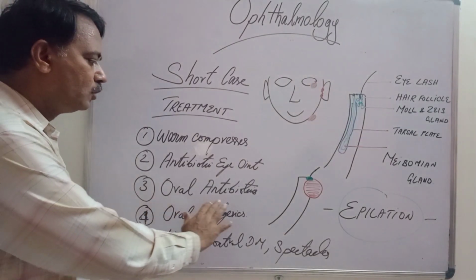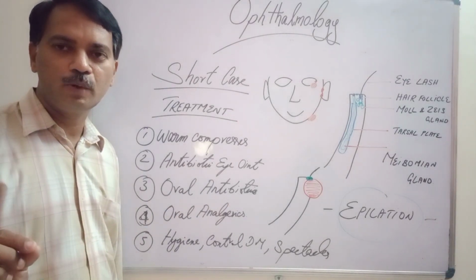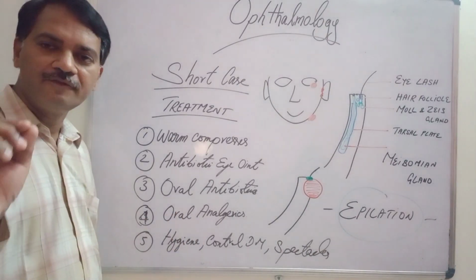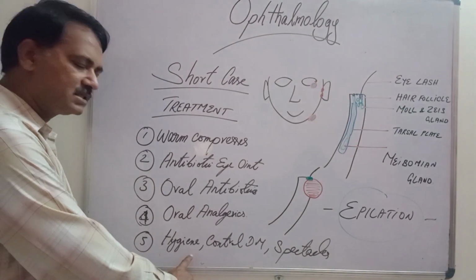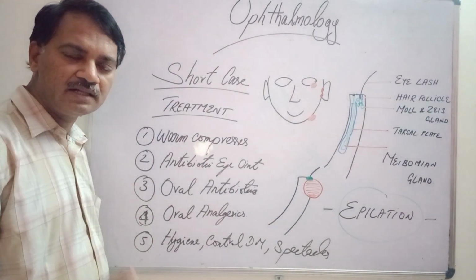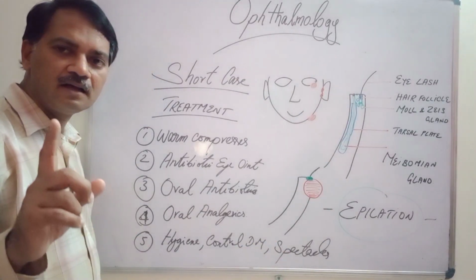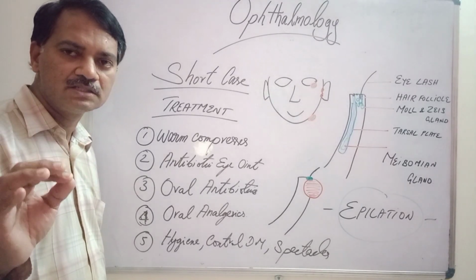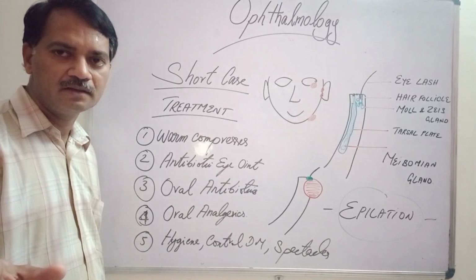Next, go for an oral antibiotic which is effective against this staphylococcus. Oral analgesics to reduce inflammation and reduce pain for the patient. Then ask the patient to be hygienic. Control diabetes mellitus if the blood sugar is high and the patient is already diabetic. If the patient has a refractive error, you have to give correction for that with spectacles or by other means to prevent recurrence of this swelling.